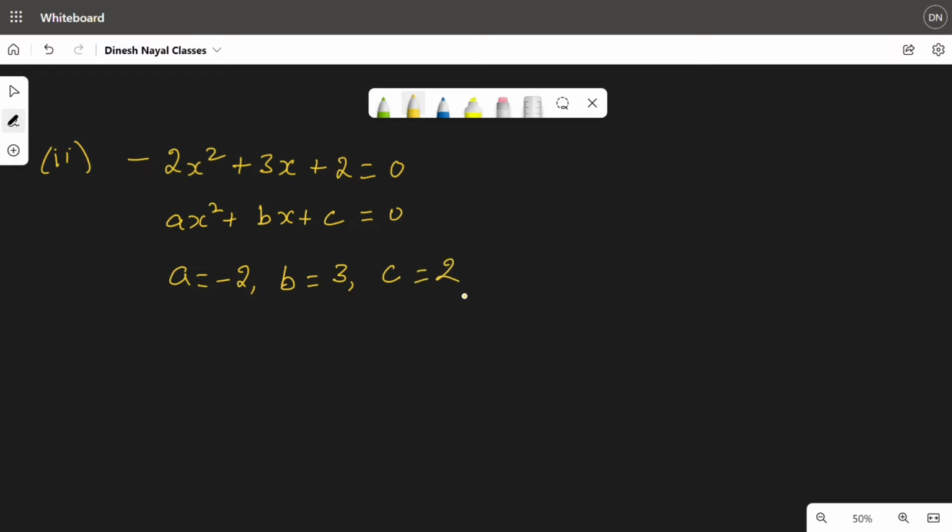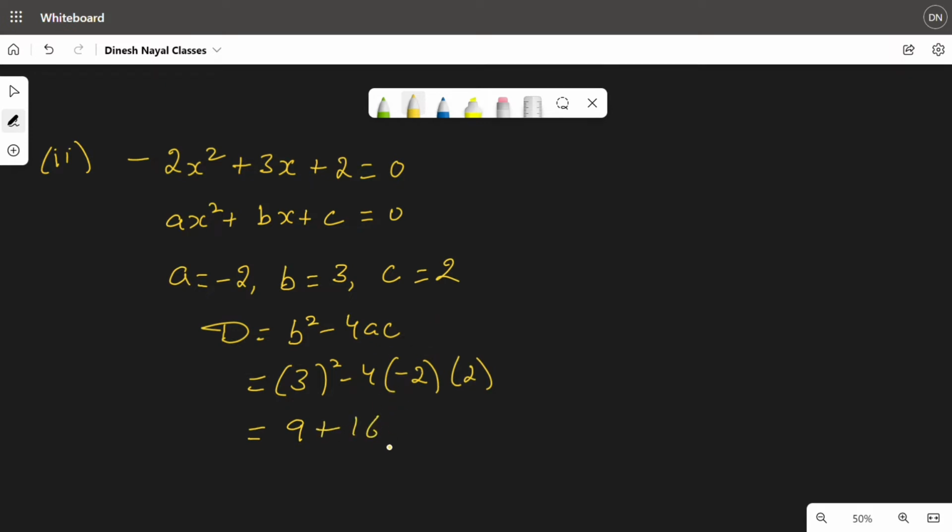Now finding the discriminant. D equals b square minus 4ac. So b is 3, 3 square, minus 4 into a is minus 2, c is 2. So this becomes 9 plus 4 times 8, 8 twos are 16, so 9 plus 16 equals 25. Hence our discriminant is greater than 0, so it has real roots. Now we have to find those two distinct real roots.